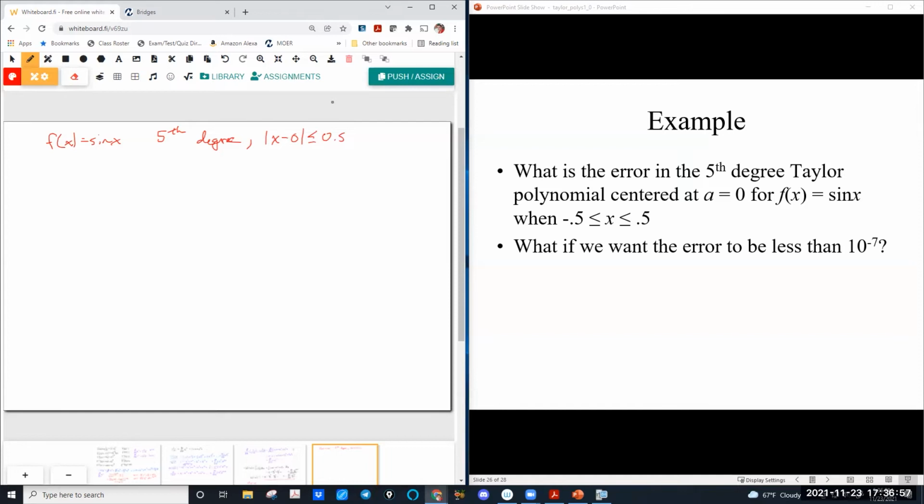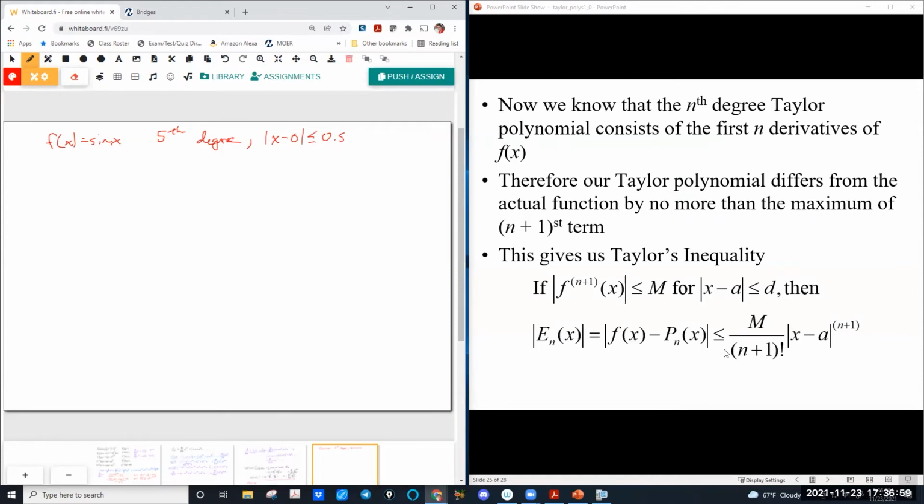You're going to see a lot of the stuff is going to pull right out of there. So if I go back to our term, it's M over n plus 1 factorial times x minus a to the n plus 1, as long as the absolute value of x minus a is less than d. Okay, so the d is this 0.5. This here is our D. And you'll see, and I'll show you why that's important.